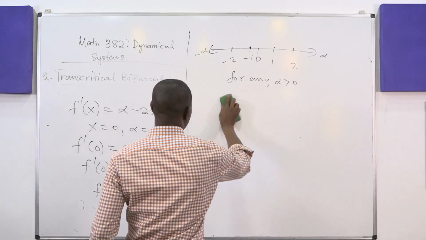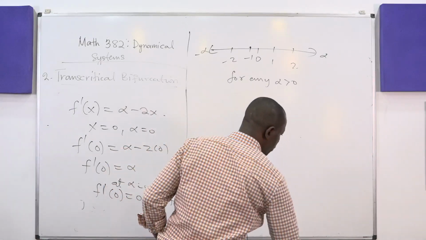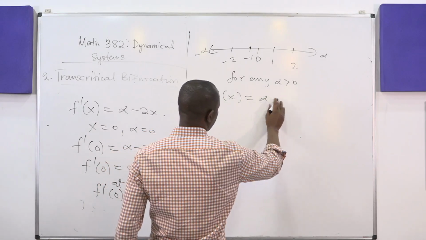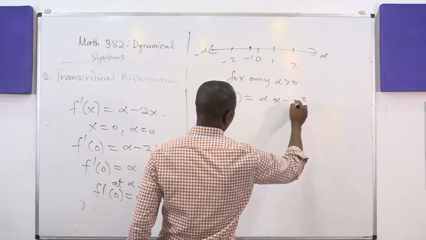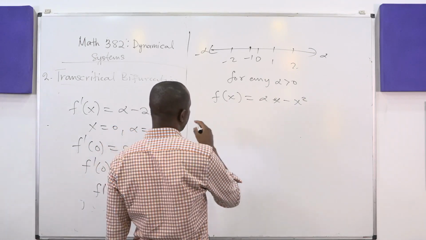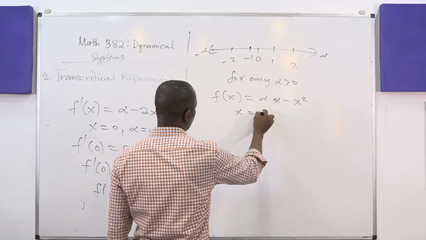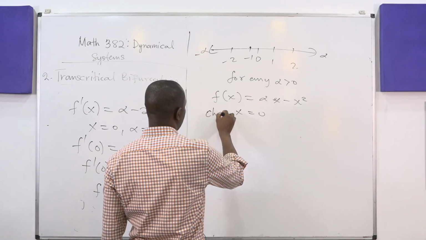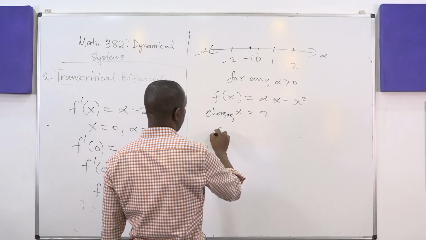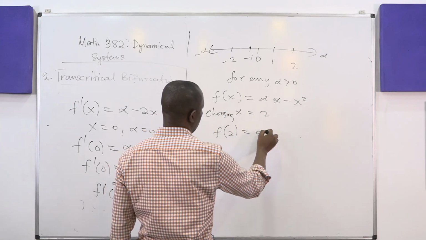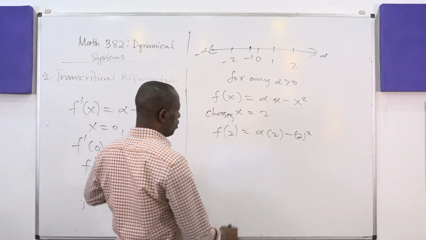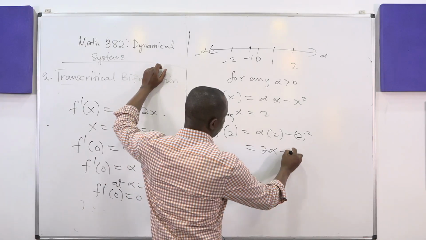We have to pick the original function. What's the original function? f of x equals alpha x minus x squared. So when you pick any positive value, let's say x equals 2, I've written 0 there. So f of 2, what do we get? Alpha times 2 minus 2 squared. So this will give 2 alpha minus 4. You get it?